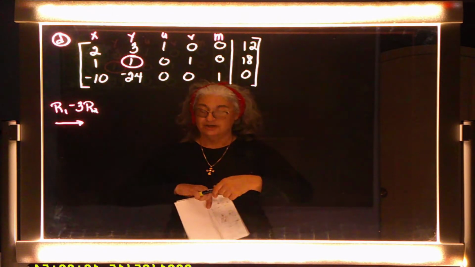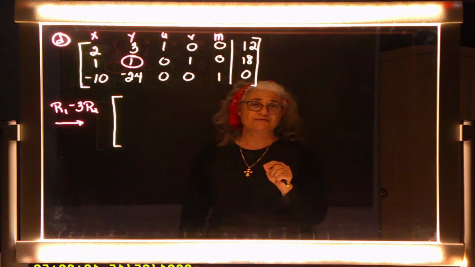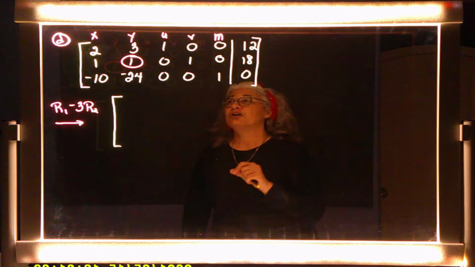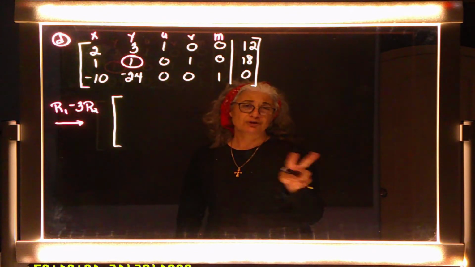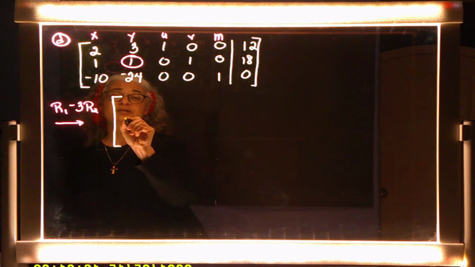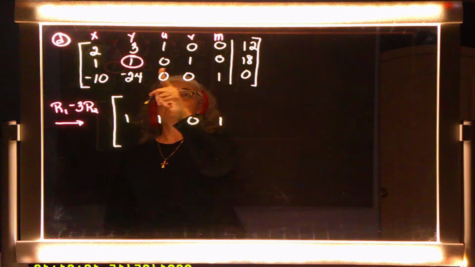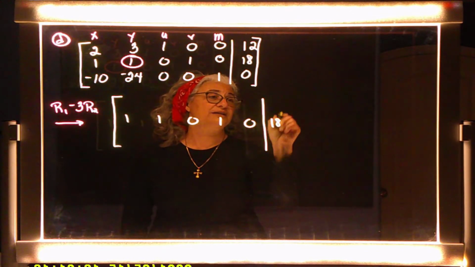Good? All right, so let's see. Again, if you need to do some side work, pause the video, do the side work, and then come back. Cool? All right, so which row is not going to change? Yeah, row 2, because that had the pivot number in it. So I'm just going to write row 2 down for us. 1, 1, 0, 1, 0, and then 18 on the other side of that line, right?